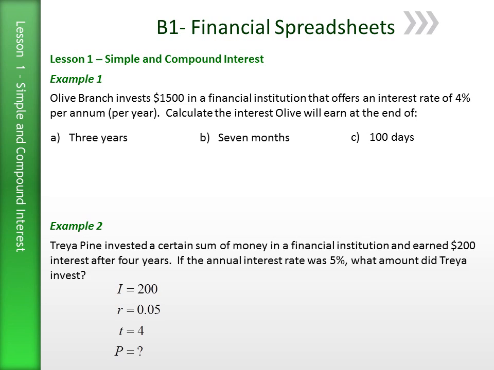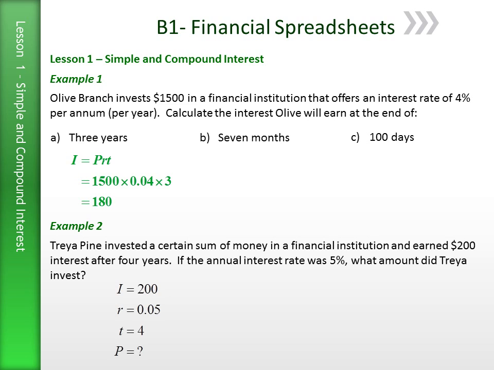Example 1. Olive Branch invests $1,500 in a financial institution that offers an interest rate of 4% per year. Calculate the interest Olive will earn at the end of A, 3 years. We use our formula I equals PRT. The principal is $1,500. The rate is 4%, so you notice how we write that out in decimal, 0.04, times 3 for 3 years. If we multiply those three together, we get 180. So she's made $180 in interest in 3 years.